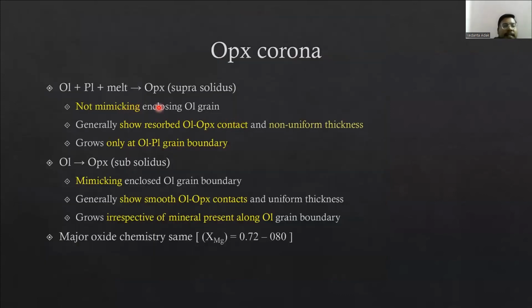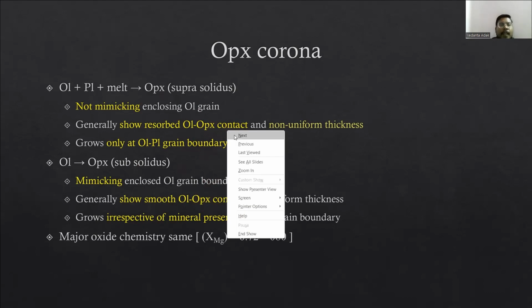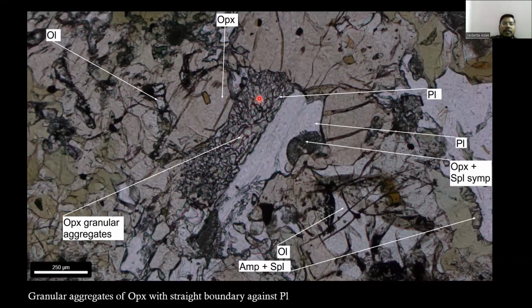Based on this, we can say that there are two types of OPX corona in this rock. We have one supra-solidus OPX corona, which does not mimic the enclosing olivine grain. They show resolved olivine-OPX contacts and non-uniform thickness, and they only form at olivine-plagioclase grain boundaries. Whereas the sub-solidus orthopyroxene rings form no matter what the contact is. So they are possibly breakdown reactions where olivine is breaking down to OPX. They generally show a smooth contact and uniform thickness. It is interesting to note that the composition of either of these two layers does not show any variation, right?